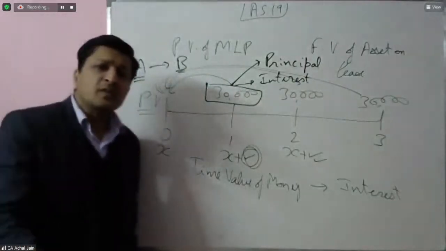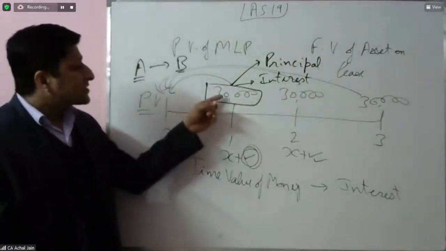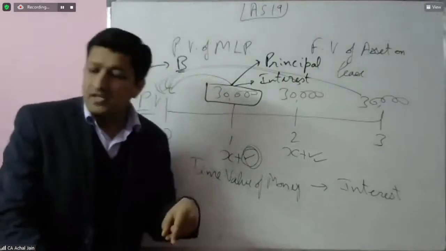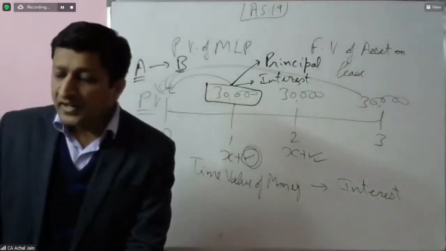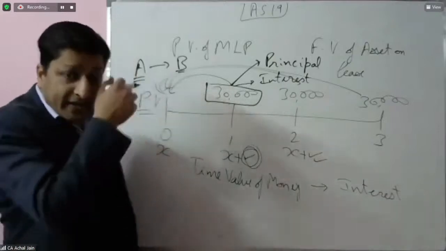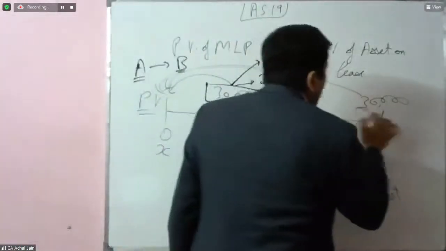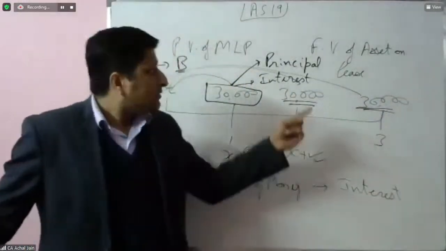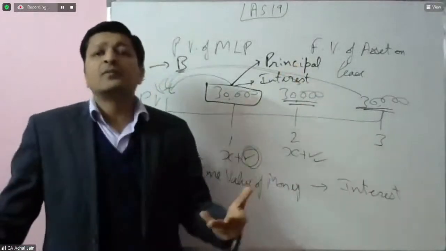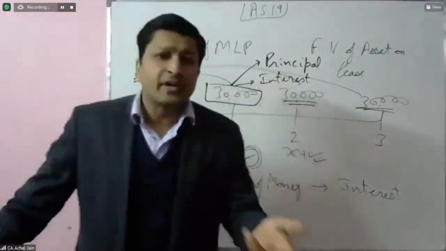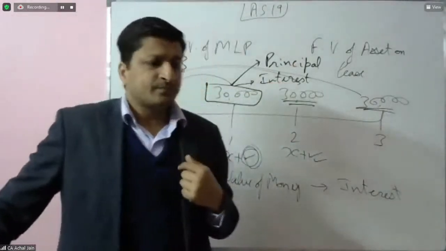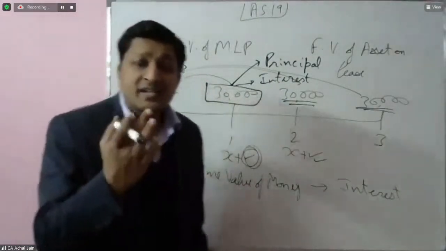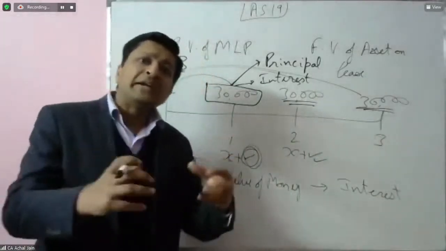Why did I say this is principal and interest? Because if this 30,000 is looked at today, then it will not be 30,000, it will be less than 30,000. Similarly, in every lease amount, this component of principal will be present, or you can say this component of interest will be present. In simple terms, there is an interest component which is embedded in the lease amount.